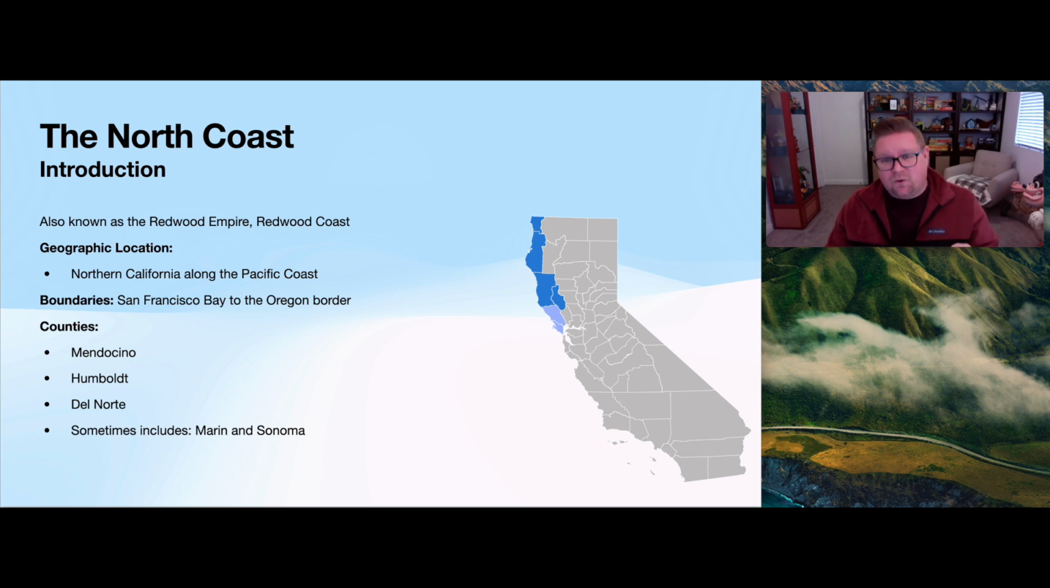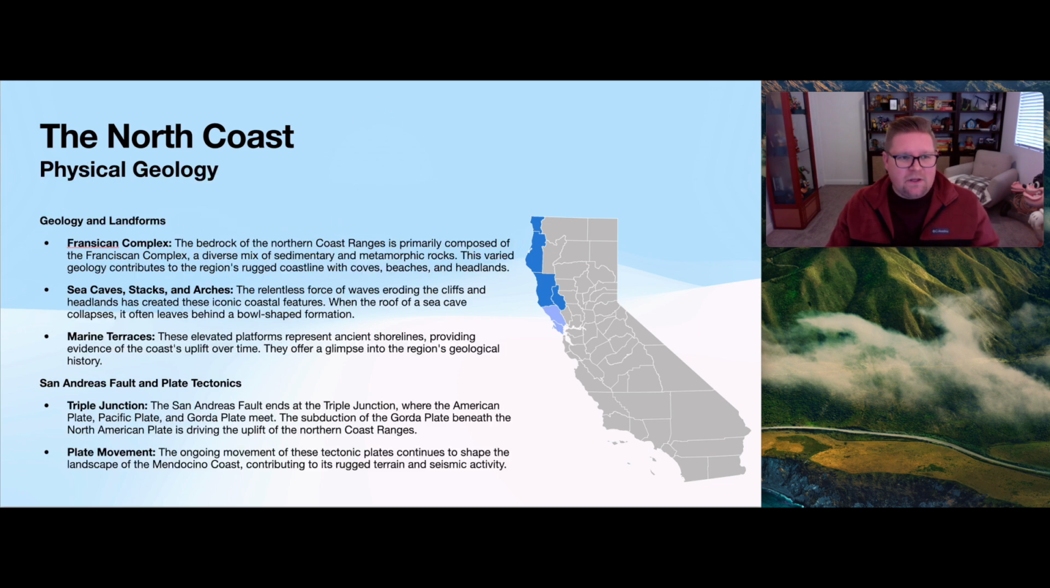So how do we categorize these? We look at the soil types, the climate types, and the overall even industry. So let's look at the geology and landforms that are found in the northern coast. And again, we'll wrap up with a little bit more of that San Andreas Fault. So we have what we consider the Franciscan complex. So the bedrock of the northern coast range is primarily composed of Franciscan complex, a diverse mix of sedimentary and metamorphic rocks. This varied geology contributes to the region's rugged coastline with coves, beaches, and headlands.